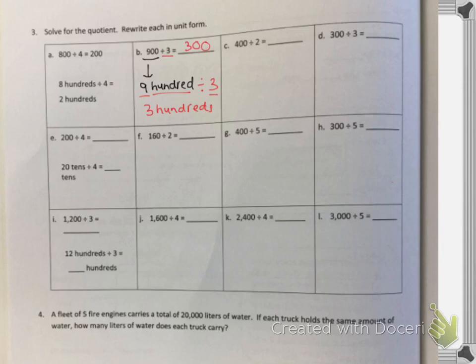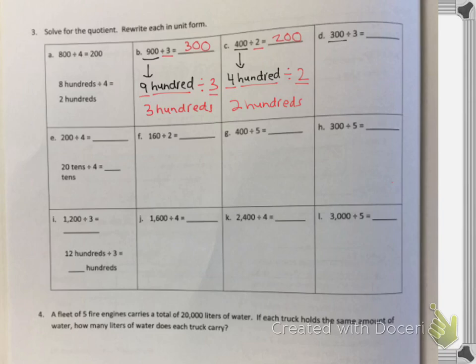So let's go on to this next one. We have 400 and our divisor is 2. Let's change this 400 to unit form. So 4 hundreds divided by 2. And I know 4 divided by 2 is 2, and don't forget the hundreds. And in standard form, it'll look like this. Okay? Not too bad so far.